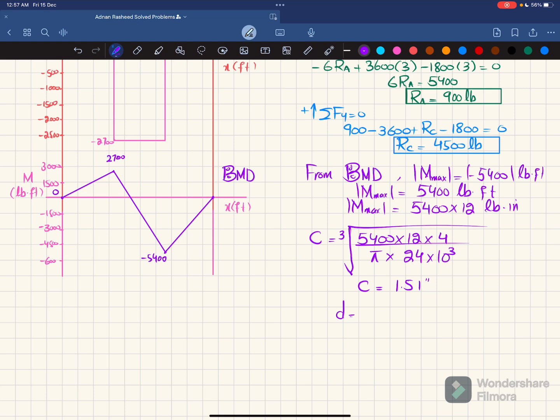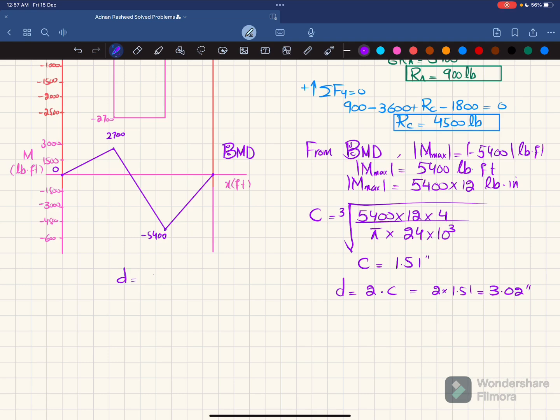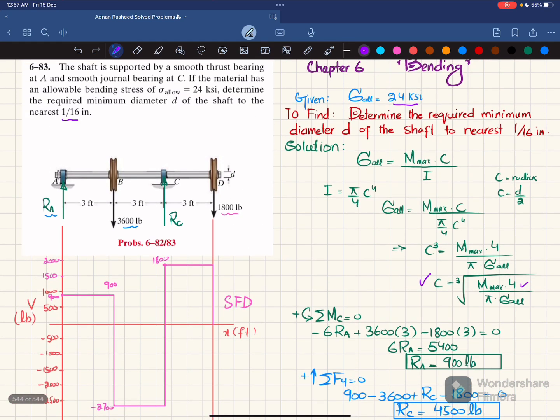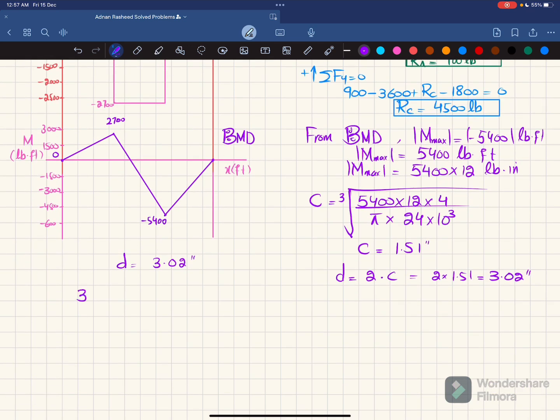So we need the diameter. So diameter is equal to 2 times radius. So 2 multiplied by 1.51 will bring it to 3.02 inch. Now you have diameter equal to 3.02 inch, and we have been asked to calculate the minimum diameter nearest to 1/16. So 3 inch is 3 plus 0.02 inch.